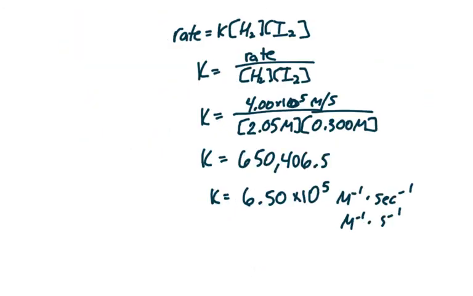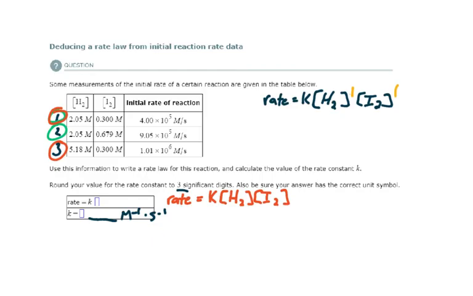And notice that again, our units for k are different because the overall order of the reaction in this case was different than our previous examples. The overall order of this reaction is second order. Before, we had a third order overall reaction, and the units for k were different. Okay?